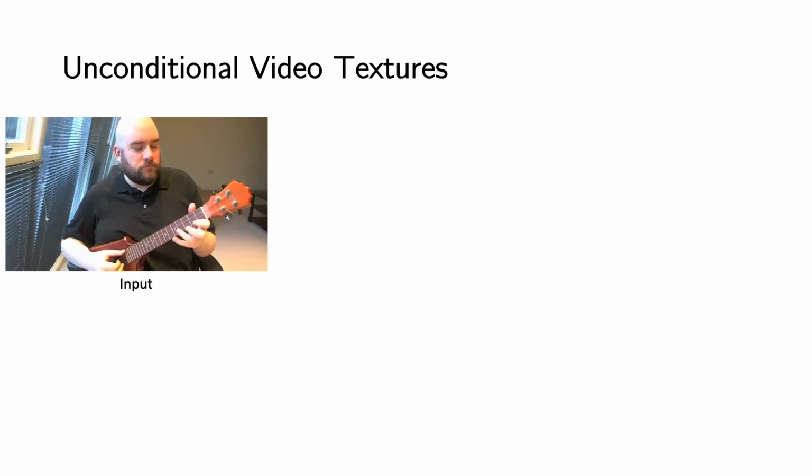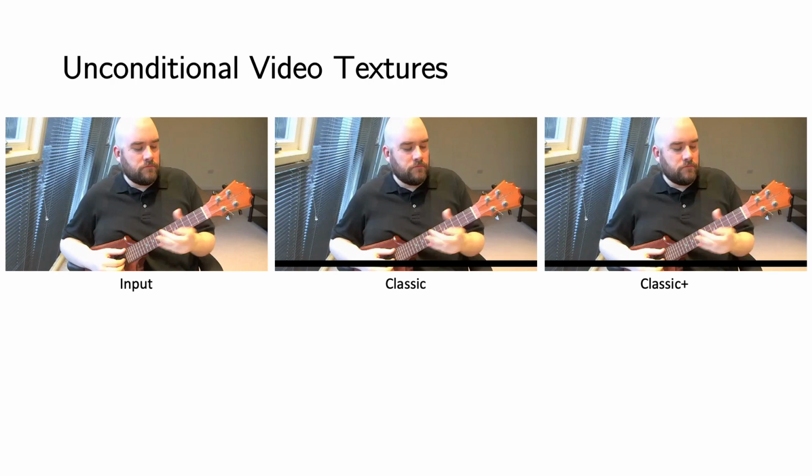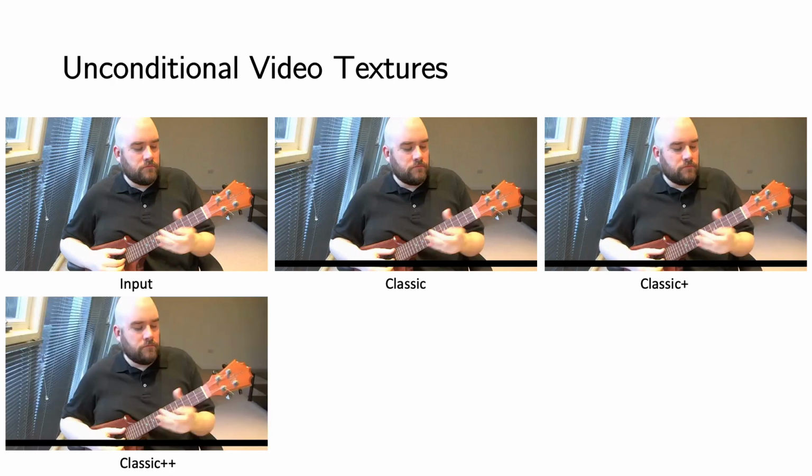For the unconditional setting, we compare our method to the classic algorithm and its variants. The classic method completely fails to find good transitions and loops over the first few frames, appearing to be stuck. The red bar at the bottom of each video indicates the part of the input video being played. Classic Plus, like Contrastive, appends multiple frames to the output sequence instead of a single frame. Classic Plus Plus adds a stride while filtering the transition matrix. Both Classic Plus and Classic Plus Plus textures are slightly better than Classic, but lack diversity and produce jarring transitions.